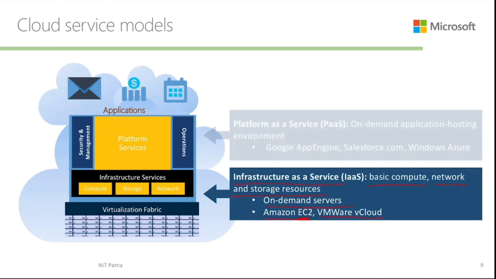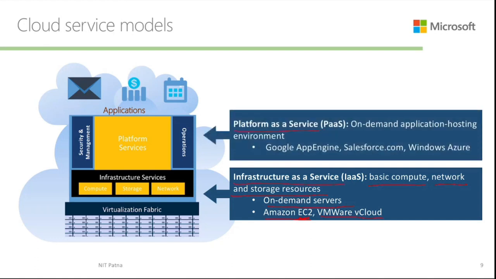infrastructure as a service. Next comes platform as a service. So what is this? An on-demand application hosting environment, like Google App Engine, Salesforce.com, then Windows Azure. So what happens in this? Now, platform as a service gives the hardware, and on the hardware, an operating system is available, and the customer can install required software. Okay, so that is called platform as a service.